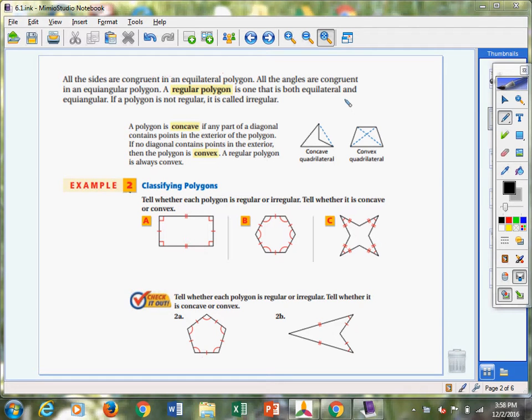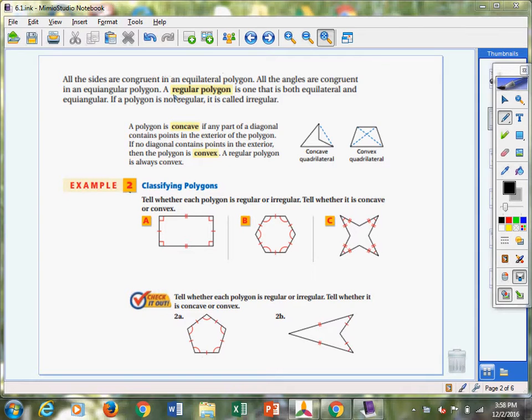We are back at it. We're still in section 6.1 doing example 2. We just were classifying polygons based on their sides. Now we're going to classify them as being either regular or irregular, concave or convex. So let's look at the notes here.